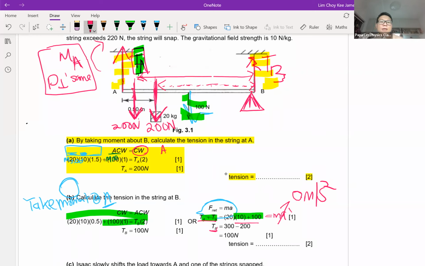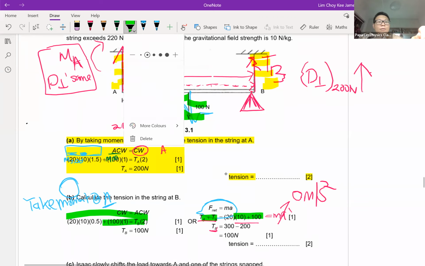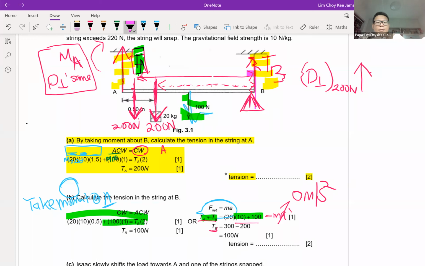Okay, so in this case, you will find that as I shift the 200 Newton nearer to A, my perpendicular distance actually increases. Remember, the perpendicular distance we are referring to is from the pivot B all the way to the 200 Newton.